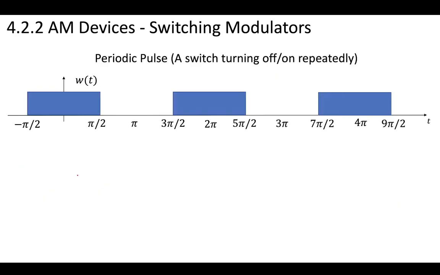So to do that, let's consider the periodic pulse. You could imagine this as a switch turning off and on repeatedly. The pulse, when it's on, has a width of pi, and then it is off again for another width of pi. It starts at minus pi, goes up to pi, and when it's on, it goes on, and then it turns off. So it's on, then off, on, then off.